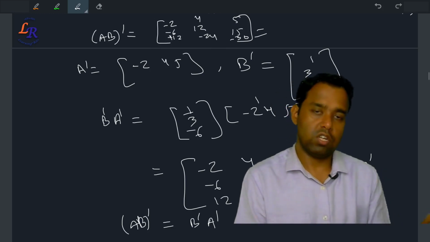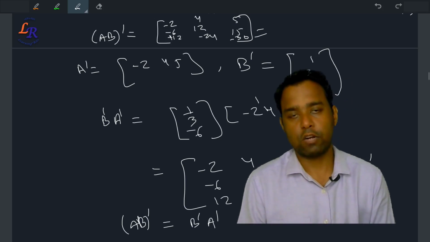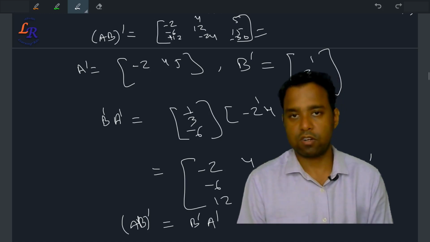Now we'll see some special matrices based on this transpose of a matrix, and that would be a skew symmetric matrix and a symmetric matrix. So what are those?